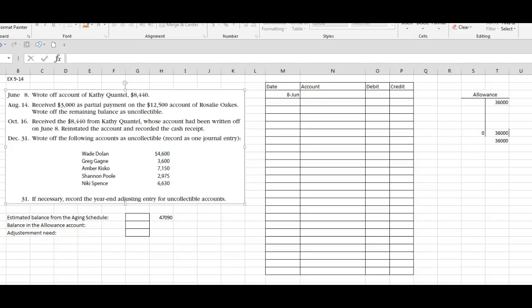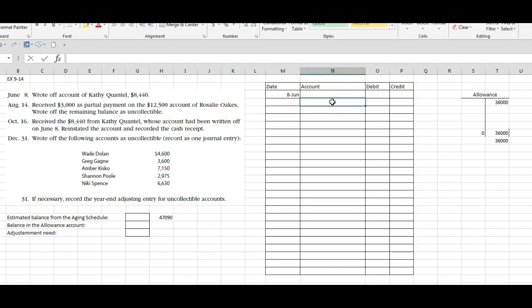We've looked at the different ways of applying bad debts. We've looked at aging the accounts and figuring the estimate. We have looked at how to discern what the real bad debts are when you have beginning balances of credits and debits. And now we're going to look at the actual journal entries that you use throughout the year to adjust that allowance account. So, the very first one says we wrote off an account for Kathy Quantel for $84.40.